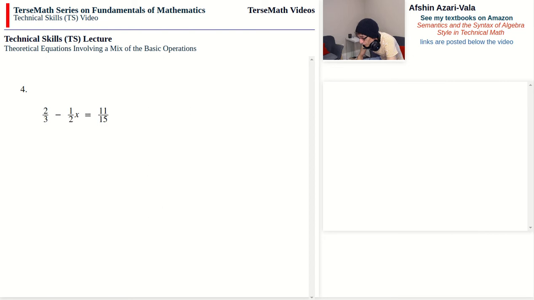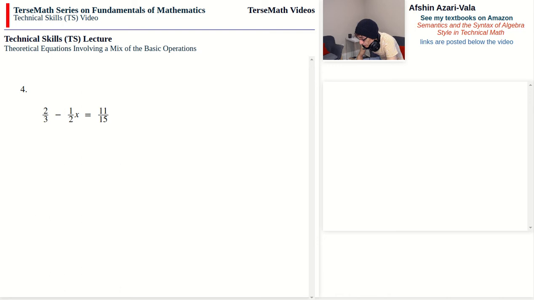Okay, problem number 4. And of course the numbers can be natural numbers or integers or rationals or even real numbers of any kind, and the steps are pretty much the same. So here as well we solve for the term that contains the unknown. That would be 1/2 x. Keep in mind that the subtraction sticks to it, and also keep in mind that 2/3 is being added. There is a plus here.